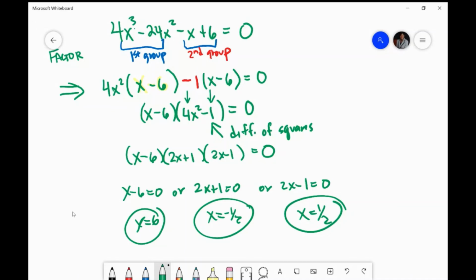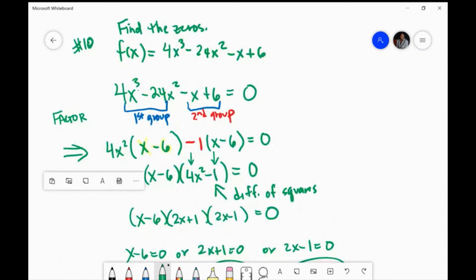So the degree of this function was what? 3. Most of the time, you're going to have the same number of solutions as the degree. Most of the time. It's not always guaranteed, but most of the time, your degree should line up with how many solutions you have. All right, number 25.